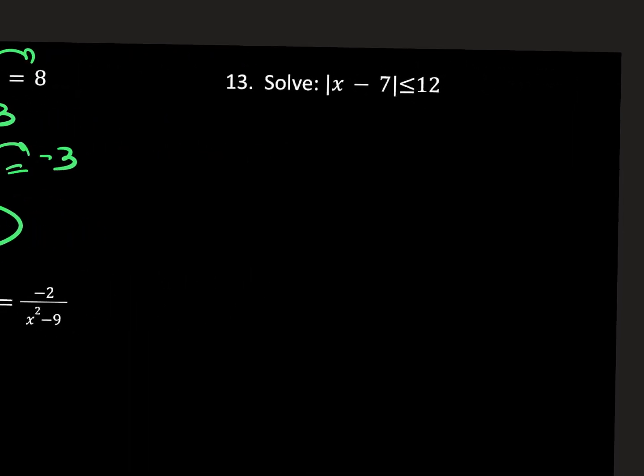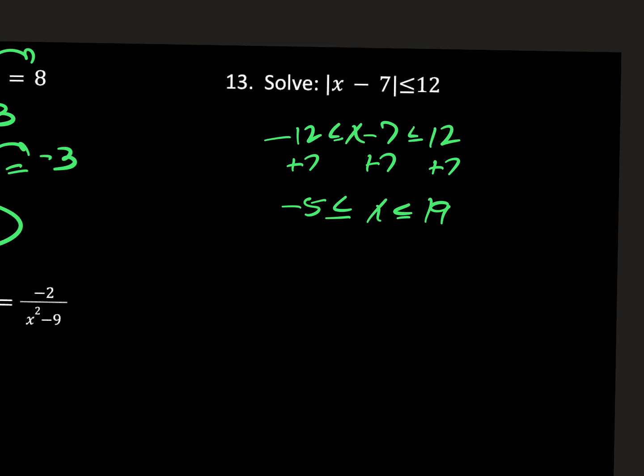Number 7, solve this one. 2 bars, 2 answers. If it's less than, don't forget less than. You can set it up like this. It's an and problem, so you can set it up just like that. Add 7 to all 3 sides. Over here I get 19, over here I get -5. I'd rather you write your answer in interval notation, like that right there.